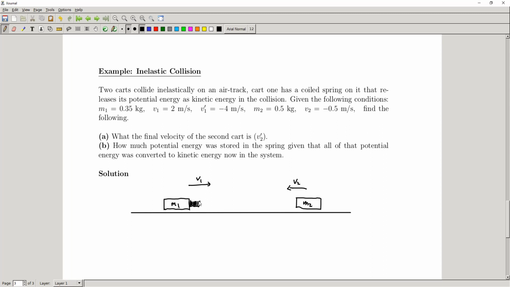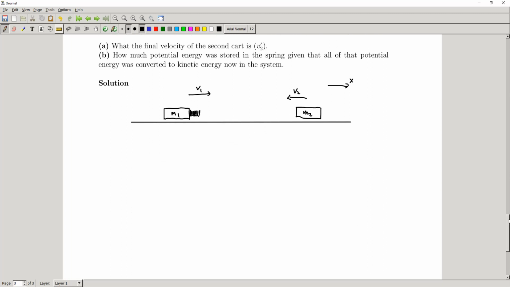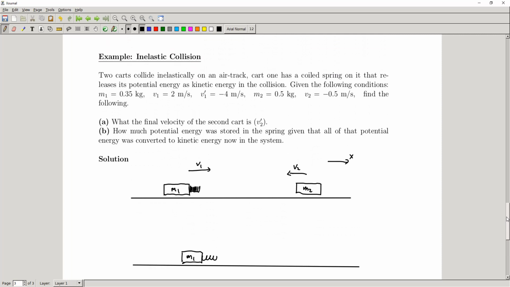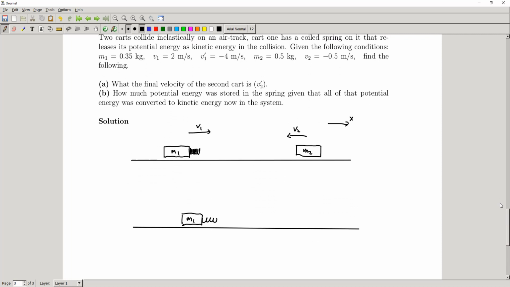Okay, and so I'm going to draw what the final state also looks like. We can imagine this is our positive x-axis, and these two things are speeding towards each other. They collide. The spring releases its potential energy as kinetic energy, and after the collision, we have the setup I'm drawing here. So we're going to have again m1 on this side. The spring will now be uncoiled. It will have released all of its energy. We're told what m1 prime is, what v1 prime is, and we know that v1 prime is going to be pointing in this direction.